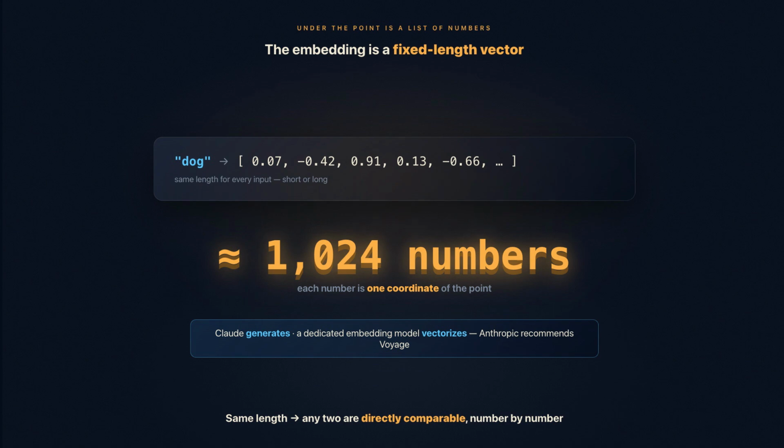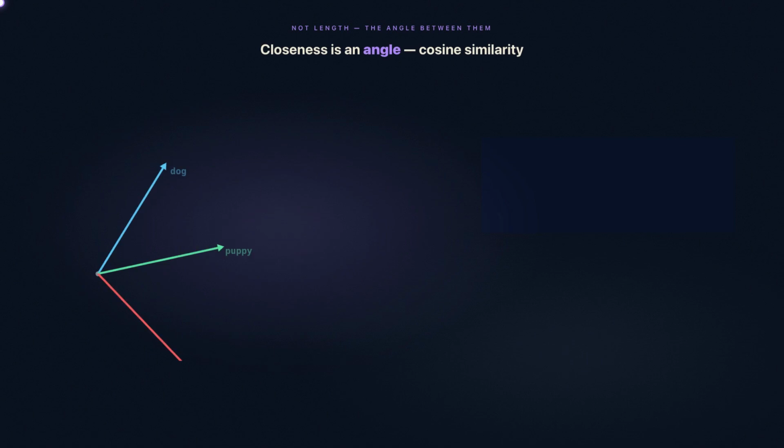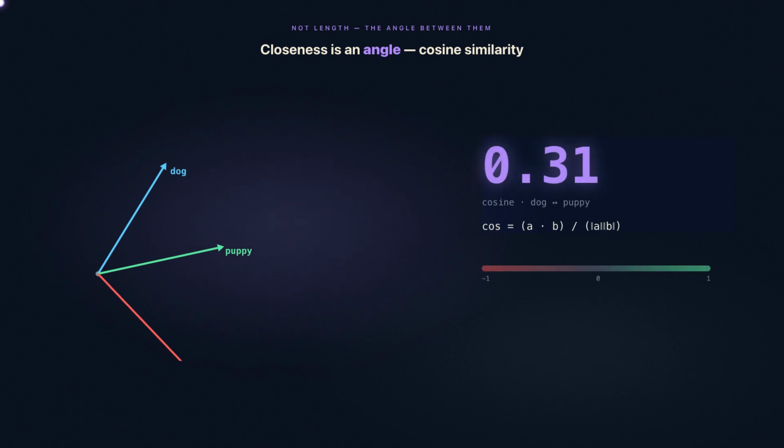Comparable how? What makes two of these close? Here's the part that surprises people. You don't measure closeness by length. You measure it by the angle between two vectors. It's called cosine similarity, the cosine of the angle between them. Point the same direction, and it's 1. Perpendicular, and it's 0. Opposite, -1.